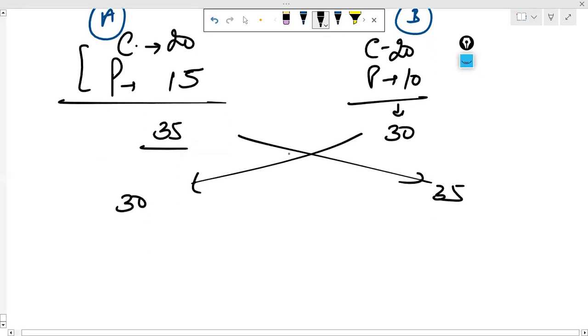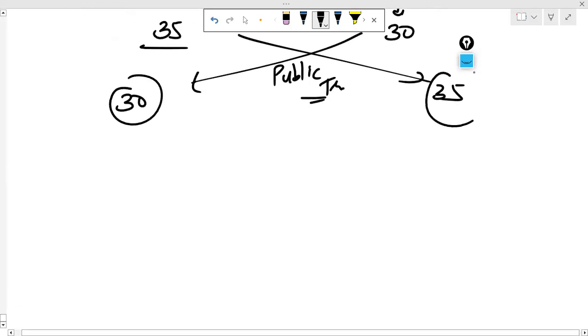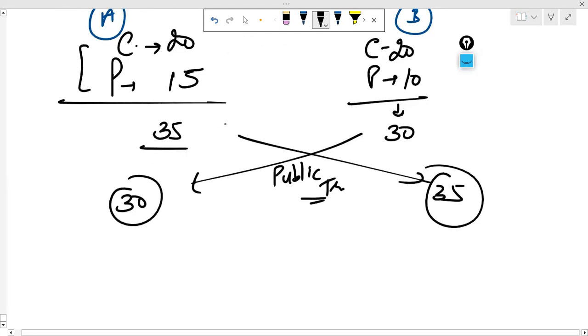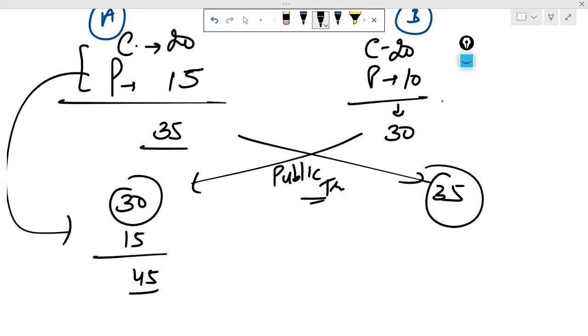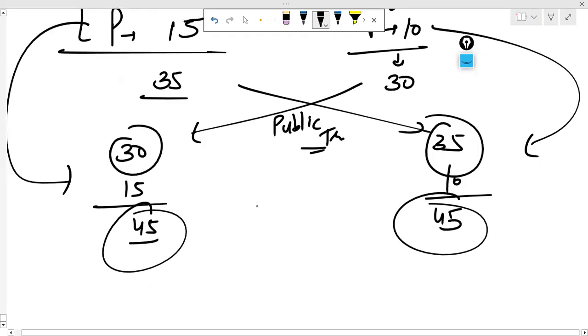They are using public transport, meaning the ISP, which is not secure. So we have 30 here and 35 on this side. Then they would add their private key. So 30 plus 15 would be 45, and 35 plus 10 would again be 45. So 45 and 45. This is known as keying material.